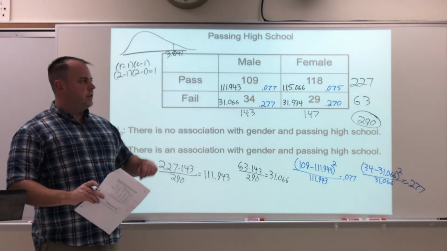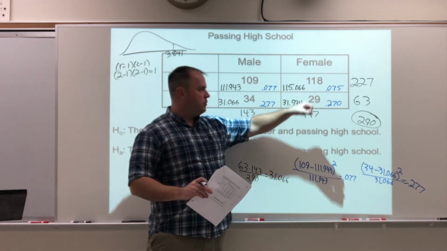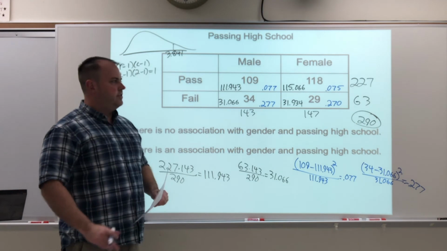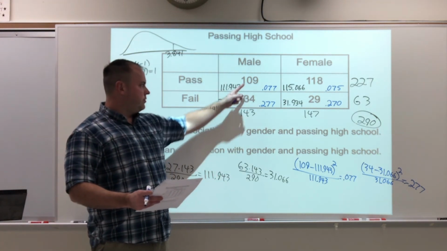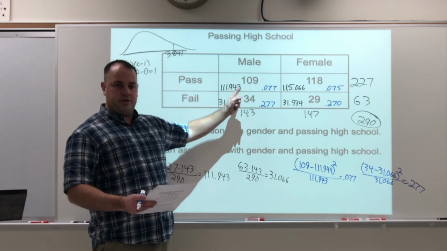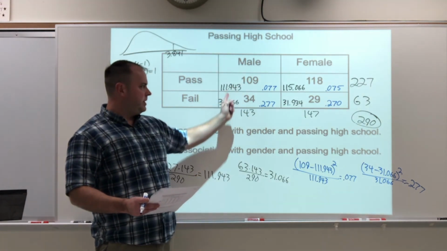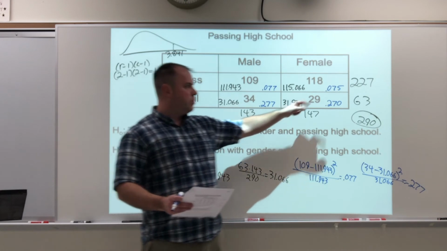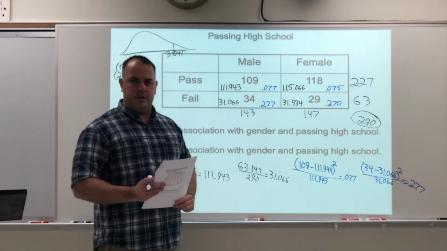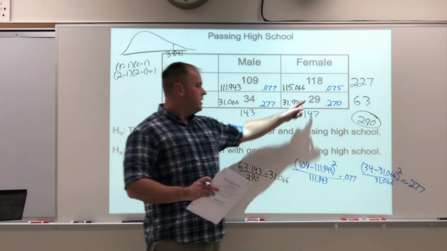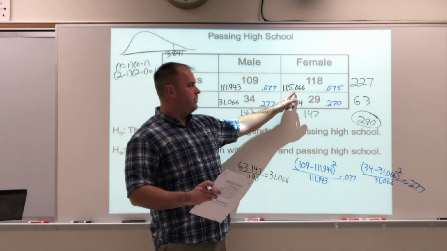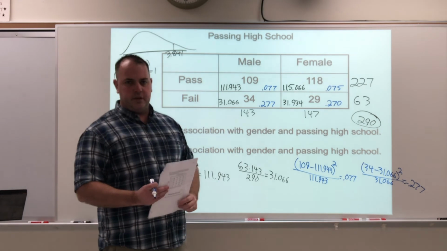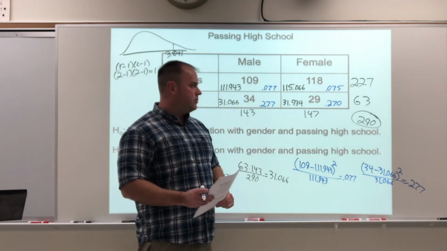Okay, so I have 0.075 for the females who passed, 0.270 for the females that failed. And you can see a lot of these numbers are very close to our expected and observed. There's not much distance between the two. That's why our test scores are fairly low compared to the other example when the numbers were far apart. 29 compared to 31.934, 118 compared to 115.066. Not the biggest difference in the world. So that's why our values are a little small.